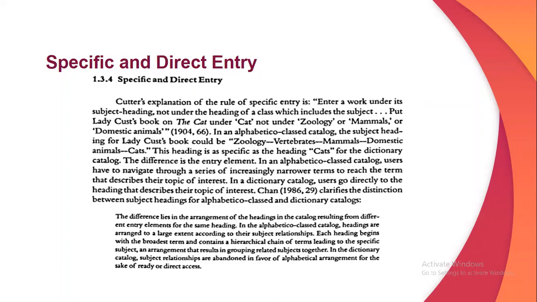So the difference is the entry element. In an alphabetical class catalog, users have to navigate through a series of increasingly narrower terms to reach the term that describes their topic or interest. So instead of using the subject headings zoology, vertebrates, mammals, domestic animals, and cats, you use cats.